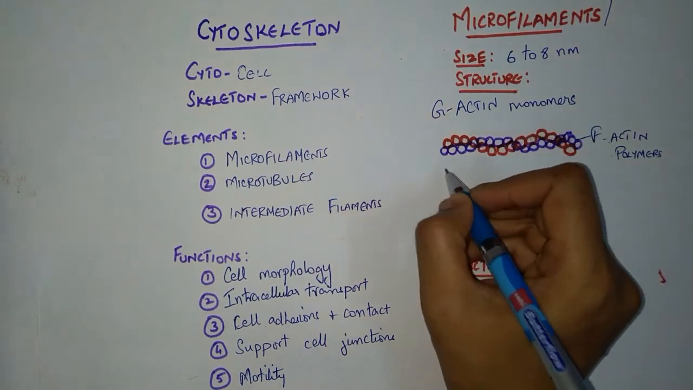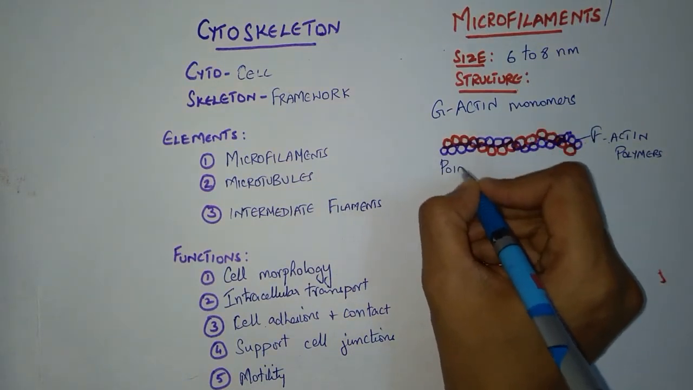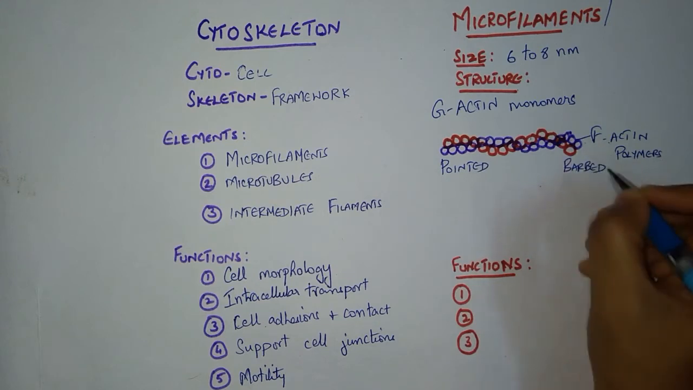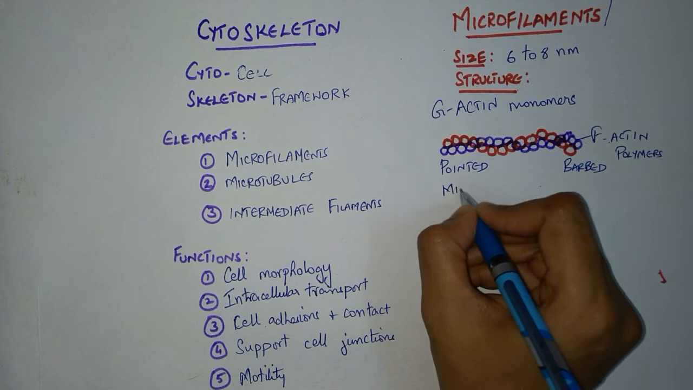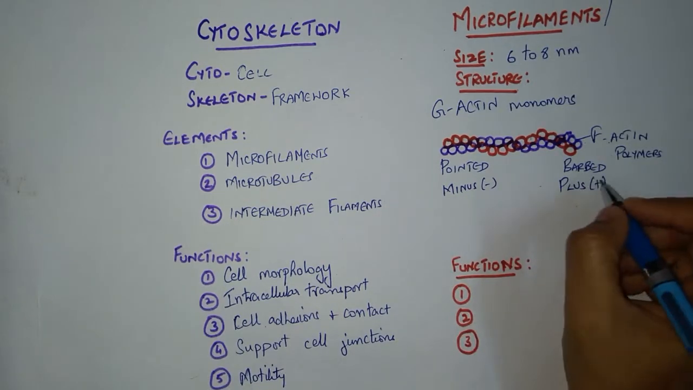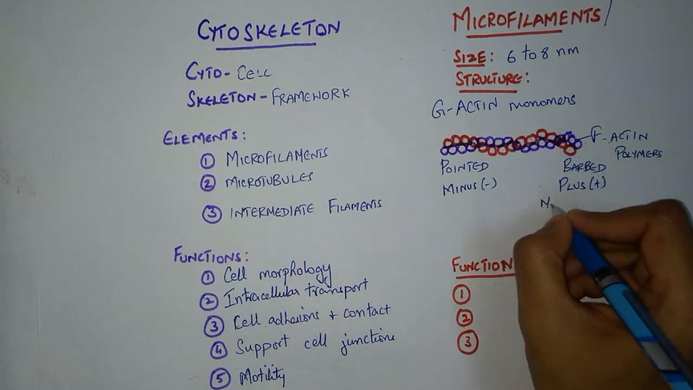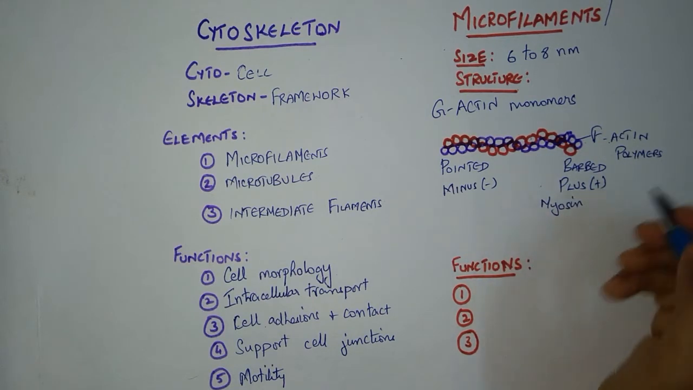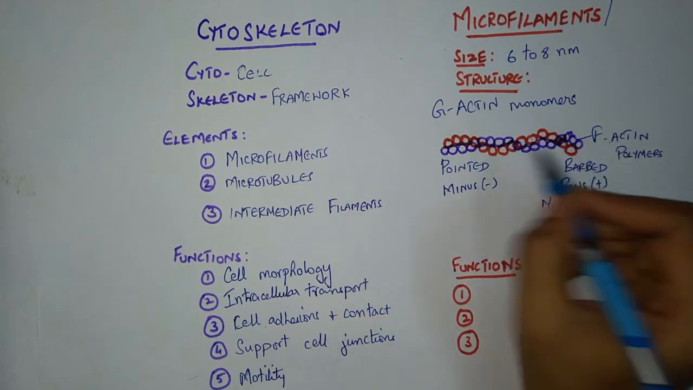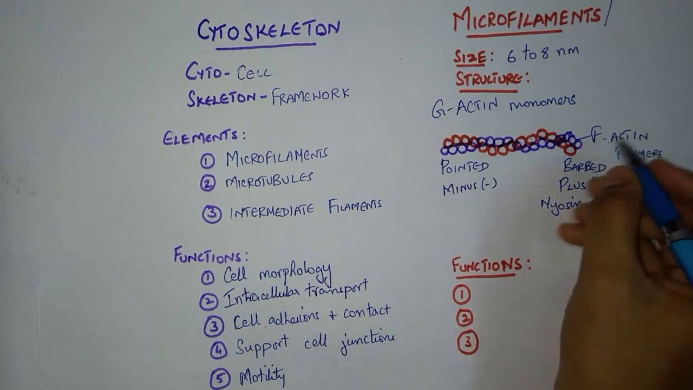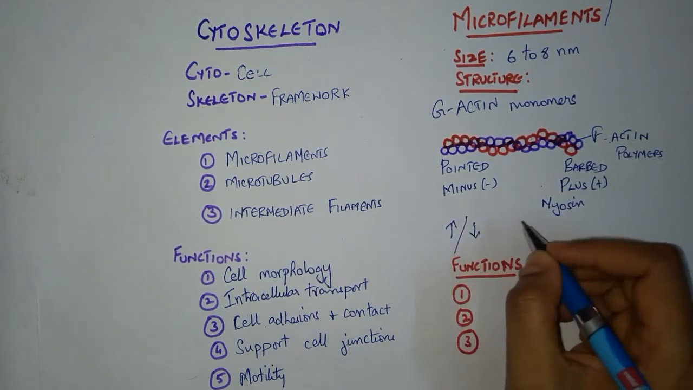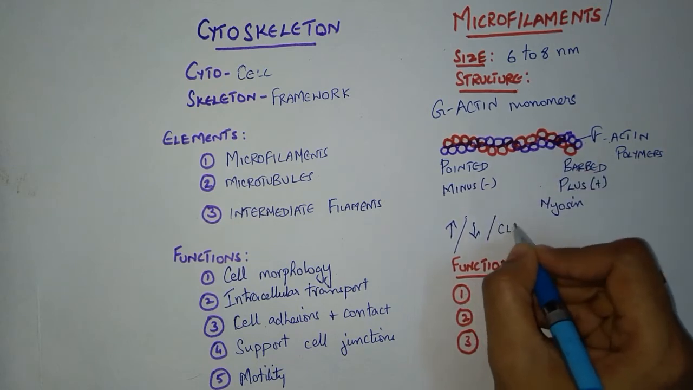The microfilaments have two ends, the pointed end and the barbed end. The pointed end is the minus end and the barbed end is the plus end. What does the term plus mean? It means that they have an attachment site for the myosin component. Based on the protein which gets attached, the microfilaments can either increase in size, that is polymerize, or reduce in size, that is depolymerize, or they can cleave.